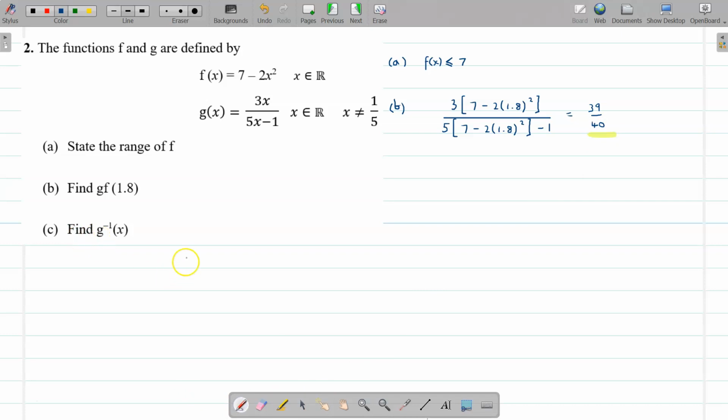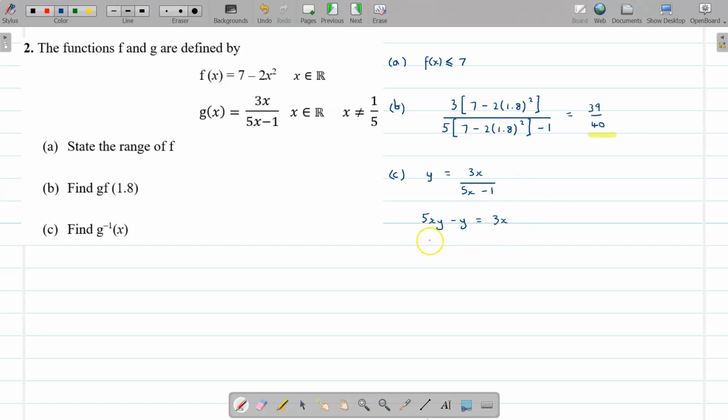And for part C, I've got to find the inverse function of g. Well, the way to do this is to set y equal to that function g and then rearrange it to make x the subject. So y equals 3x over 5x minus 1. Multiply both sides by the denominator. So I could go to writing 5xy minus y equals 3x.